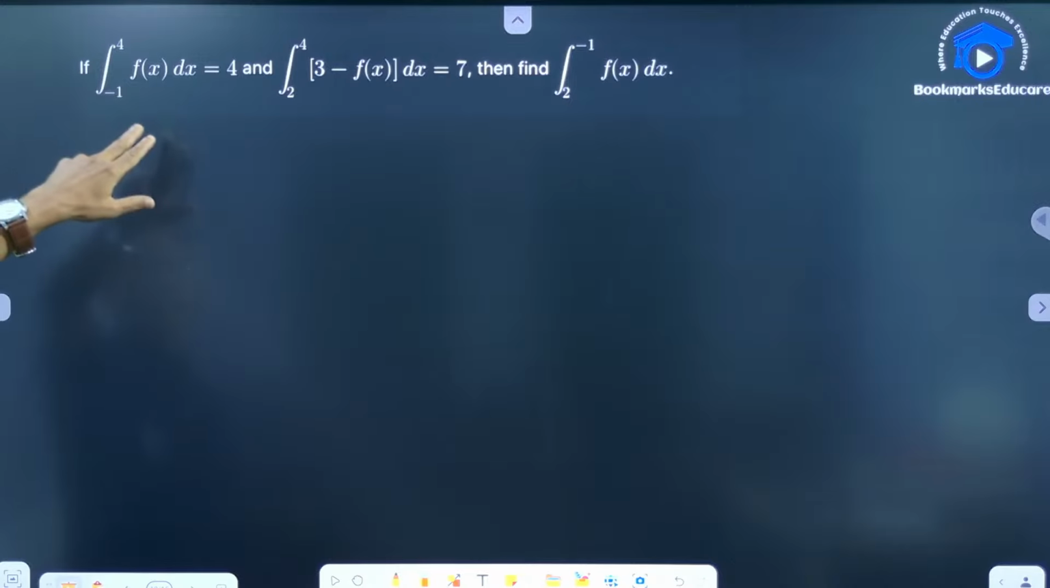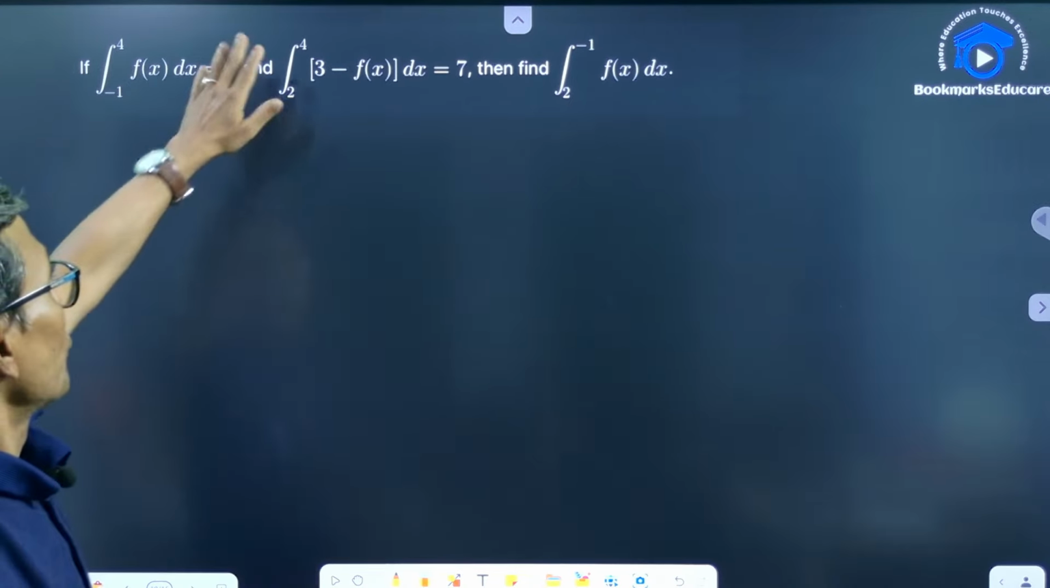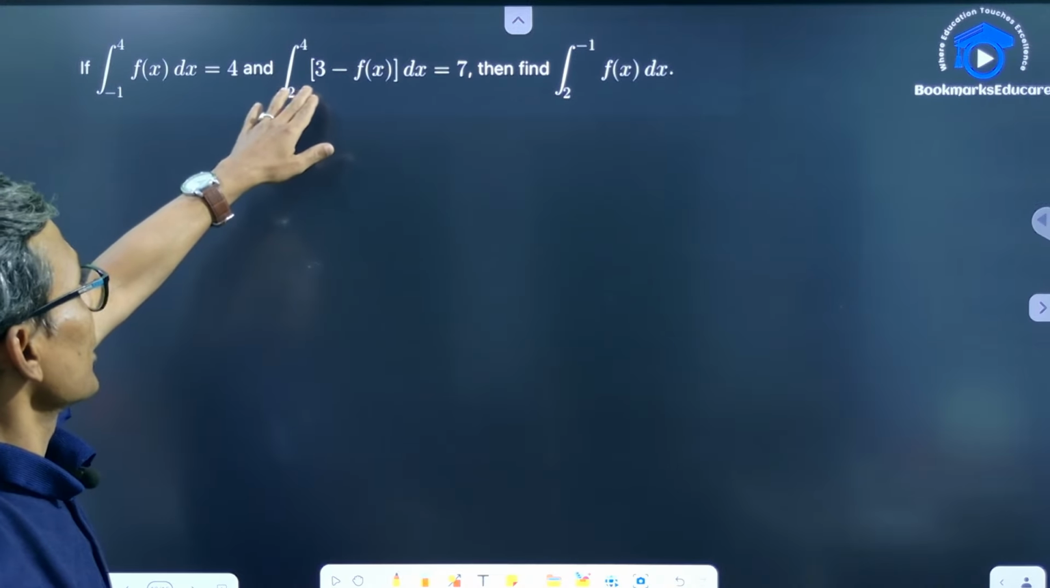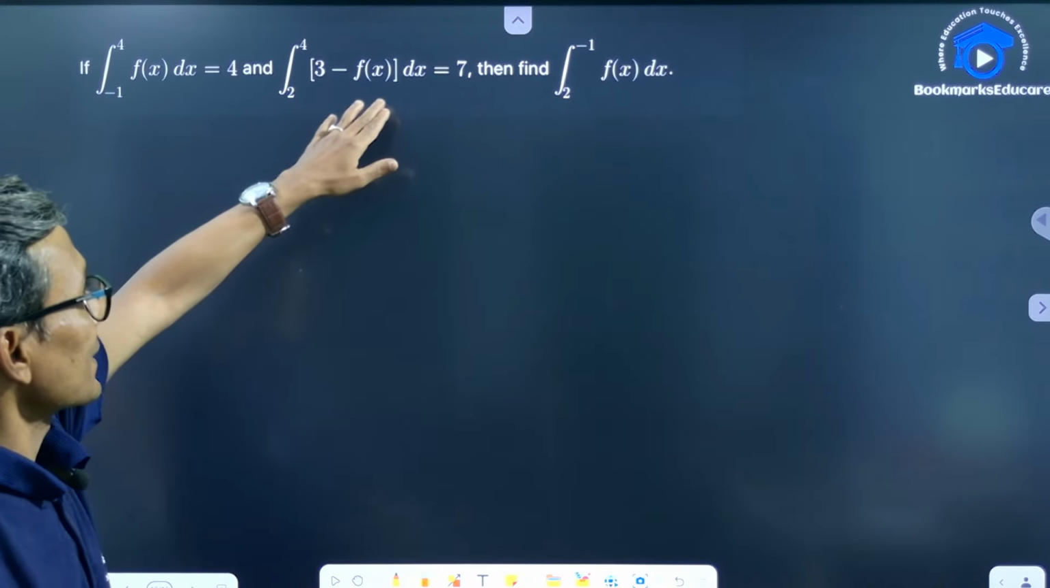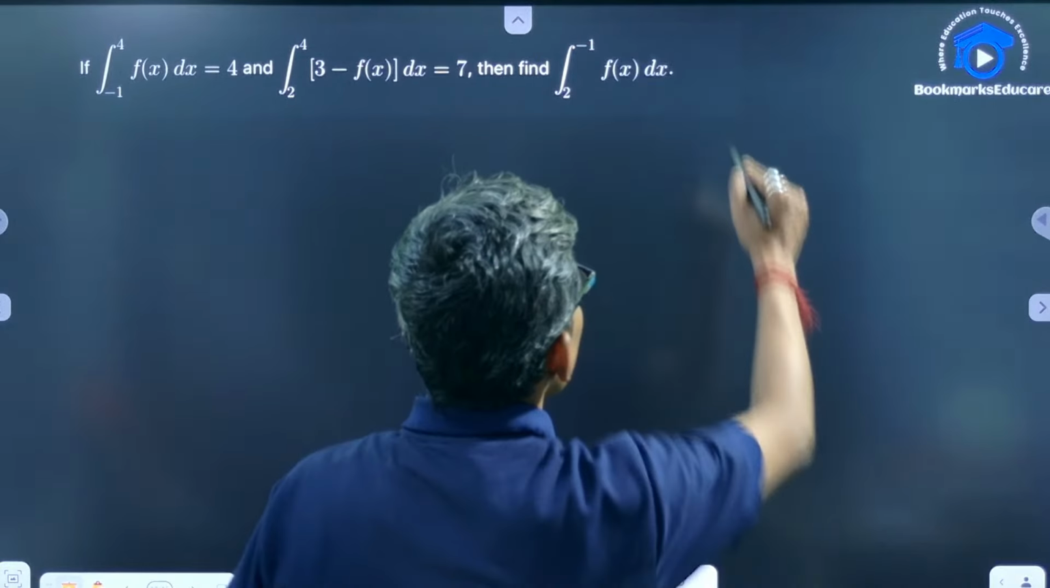Integral from minus 1 to 4 of f of x dx is equal to 4 is given, and integral from 2 to 4 of (3 minus f of x) dx is equal to 7 is given. So we are asked to find its value.